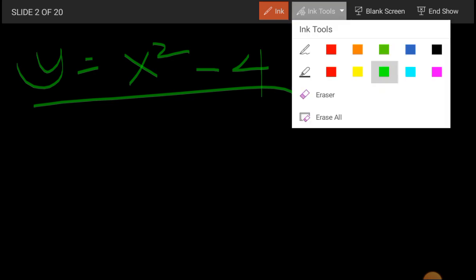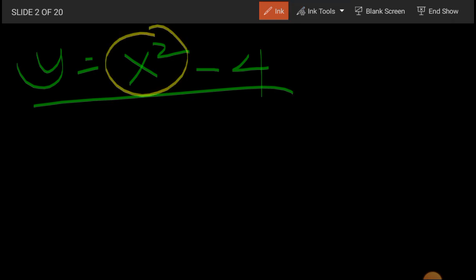Now let's have another example. What if we have y is equal to x squared minus 4? How can we transform this into vertex form? Actually, if the only present terms in this quadratic function are the quadratic term and the constant term, you do not need to transform this anymore into a vertex form, because naturally this is already the vertex form.